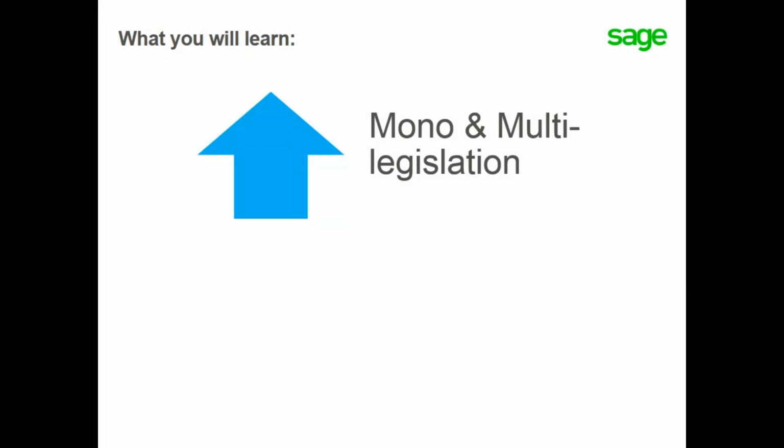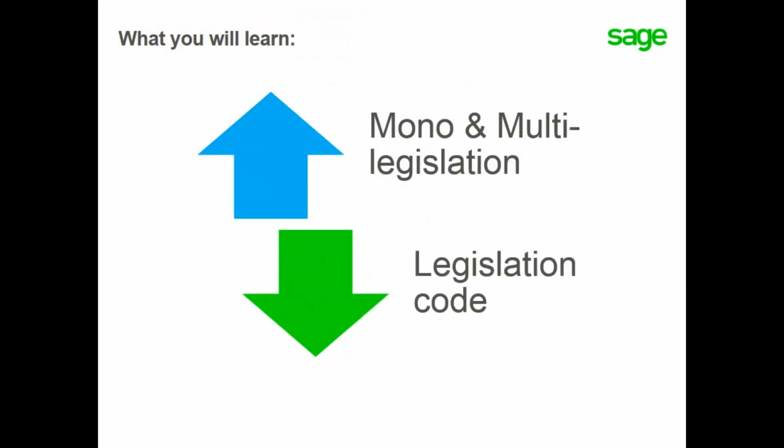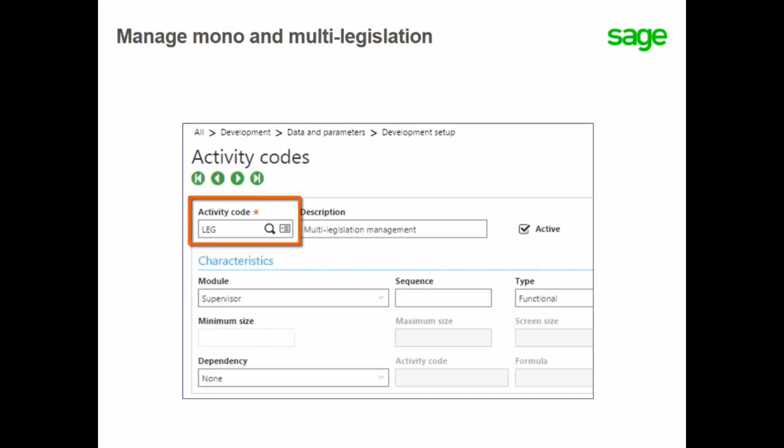In this topic, you will learn how to manage mono or multi-legislation and about the legislation code field and how it is used with legislation. The Activity Code LEG enables the management of mono or multi-legislation. This code is used to activate the multi-legislation management. When the code is active, a legislation level is displayed on some parameterization screens and used to determine certain management rules.